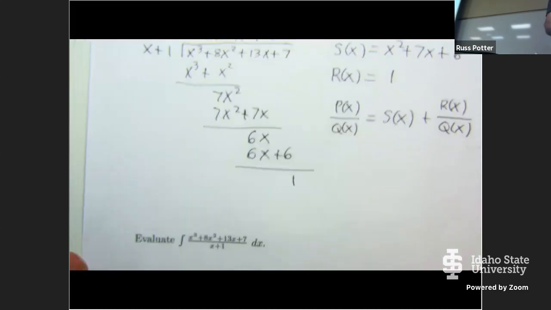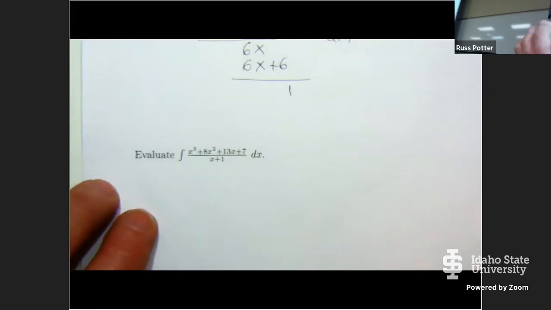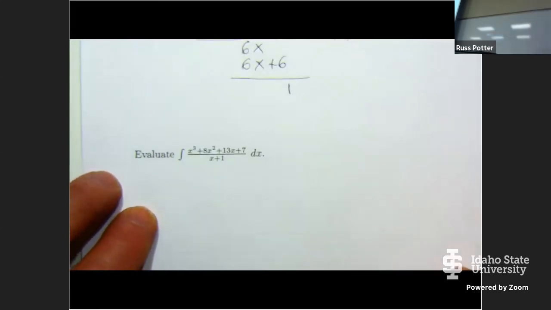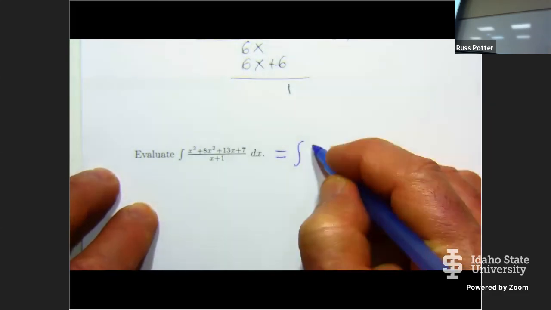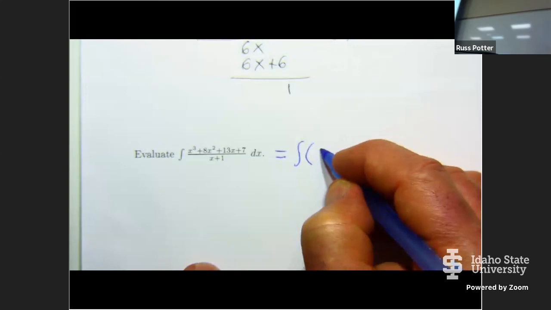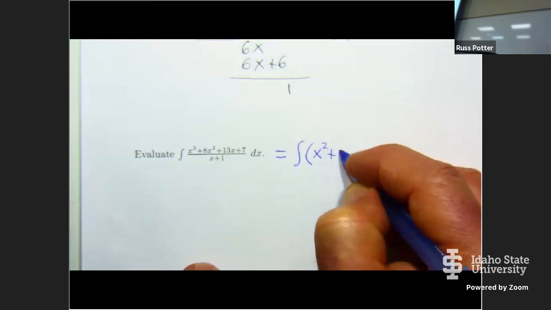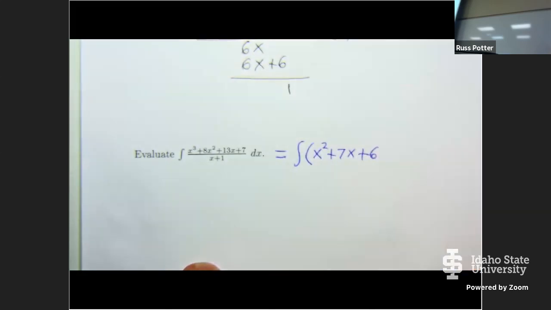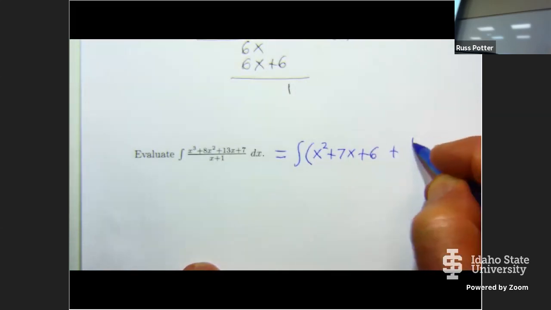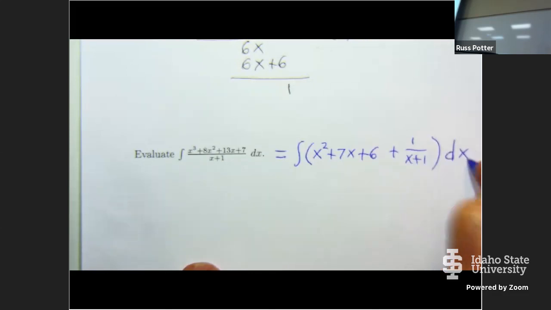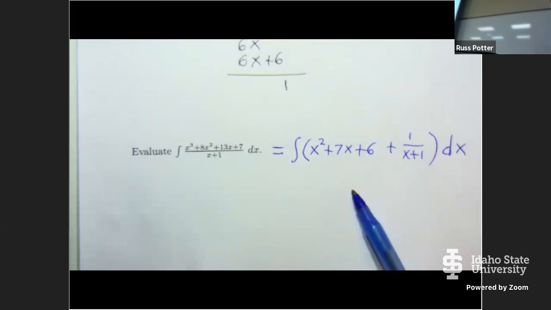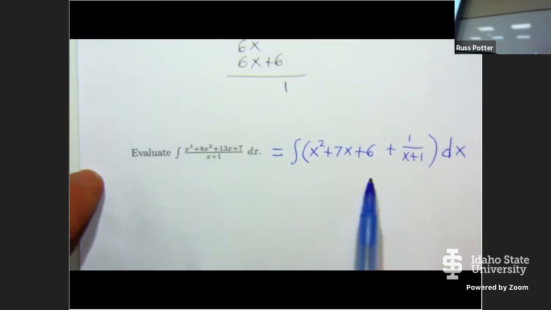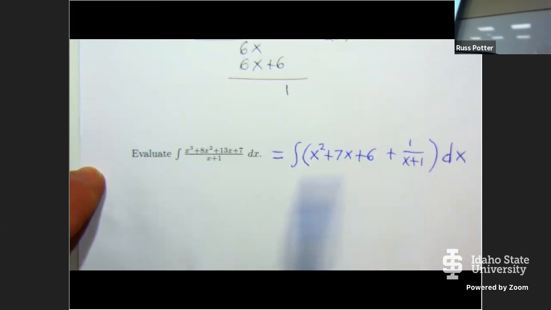And we can evaluate this indefinite integral now by first writing it as the indefinite integral of the quotient from our division, x squared plus 7x plus 6, plus the remainder 1 over the divisor x plus 1 dx. And this is a very simple indefinite integral to evaluate. It looks a whole lot easier than what we started with.